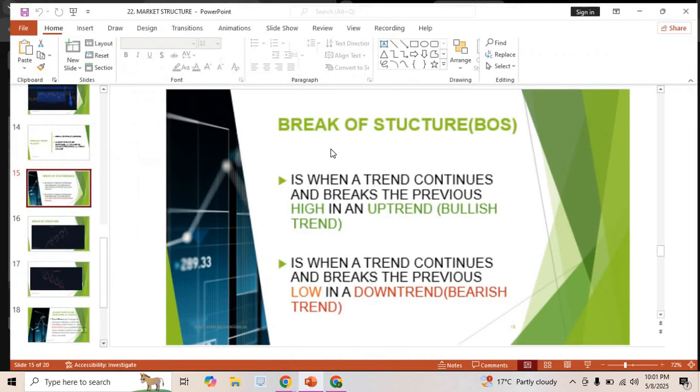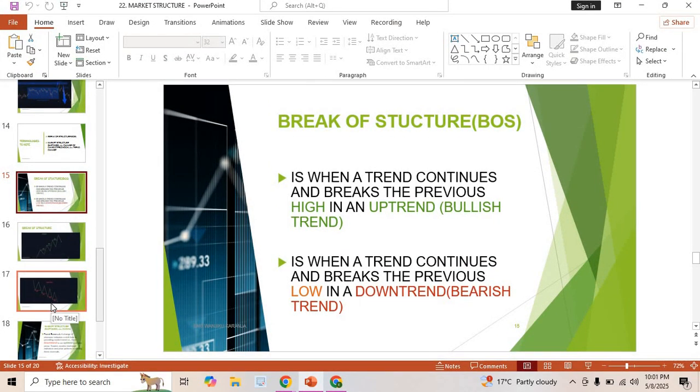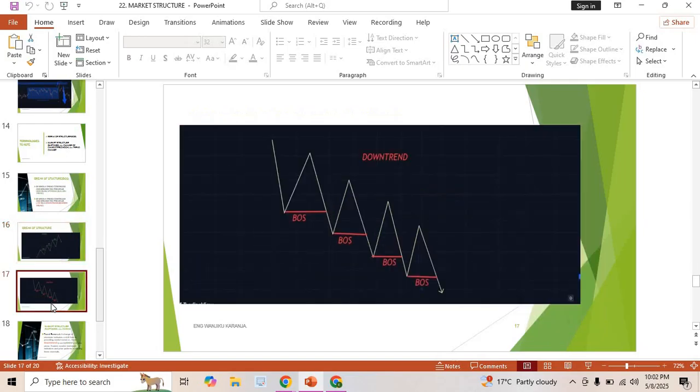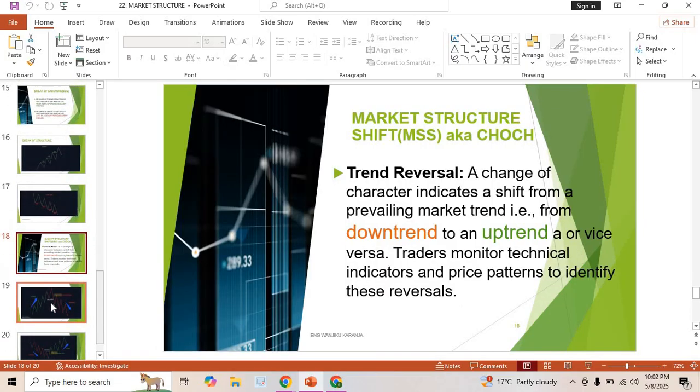Let's look at the other definition. So basically, this is what we've explained, a break of structure. In the case of an uptrend, it breaks the previous high, but in the case of a downtrend, it's where it breaks the previous low, not the previous high. I've seen people confusing it with the previous high, but rather it is the previous low in the case of a downtrend.